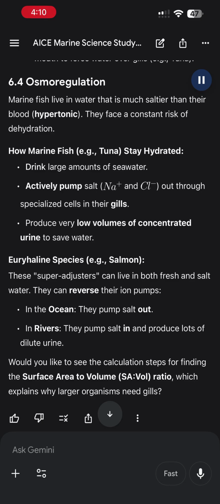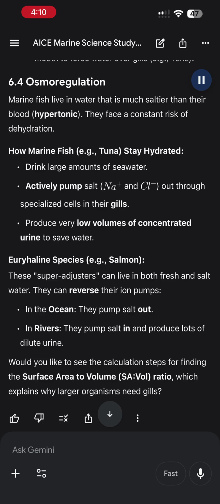They face a constant risk of dehydration. How marine fish, e.g. tuna, stay hydrated: they drink large amounts of seawater, actively pump salt, Na+ and Cl-, out through specialized cells in their gills, and produce very low volumes of concentrated urine to save water.